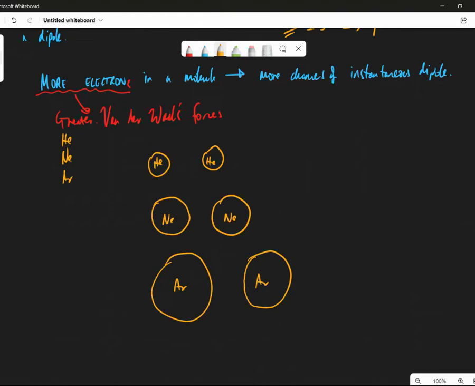Are van der Waals the weakest? Yes, they are. So there are levels to the weakness. Yes, Jonathan, there are. There's weaker van der Waals and stronger van der Waals.